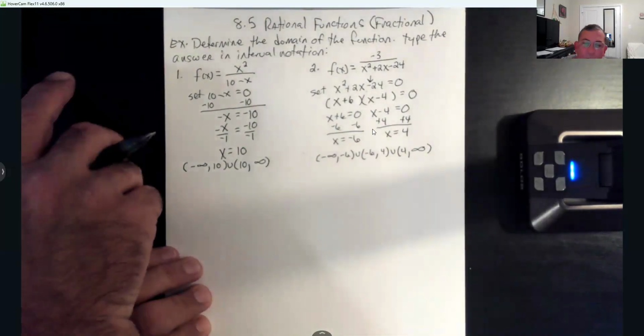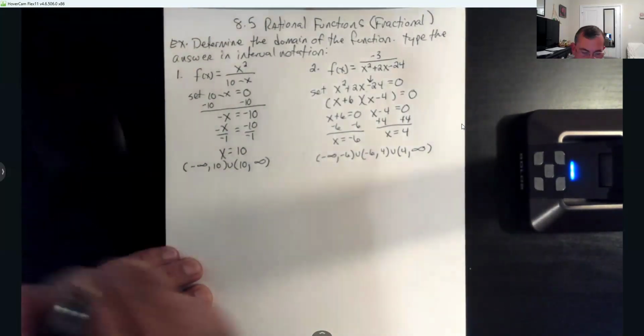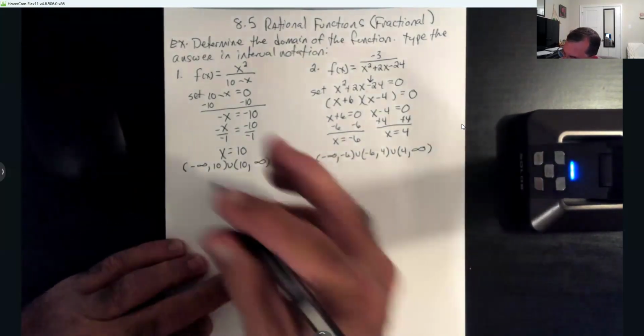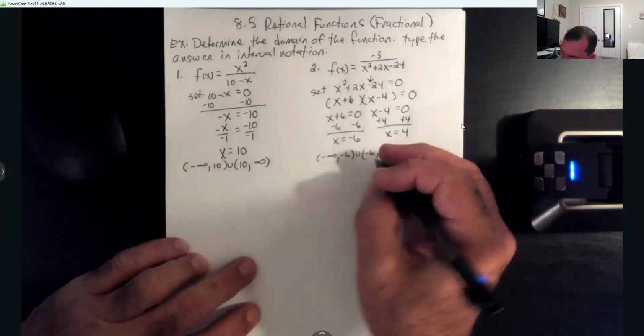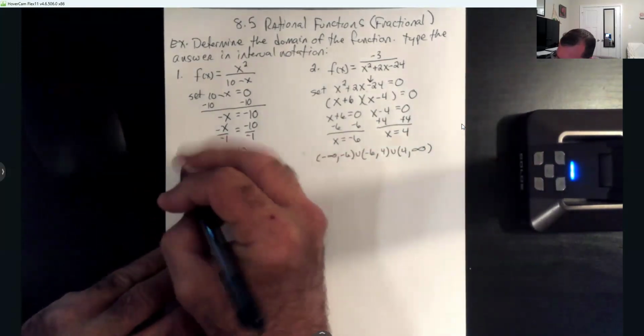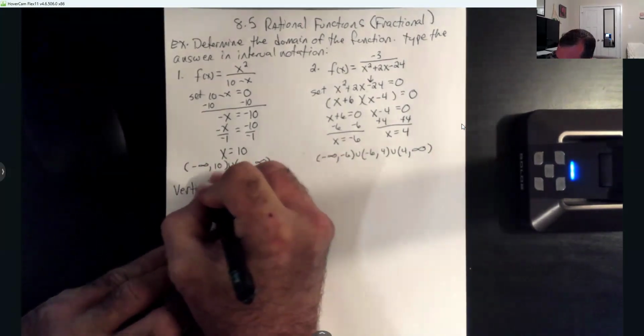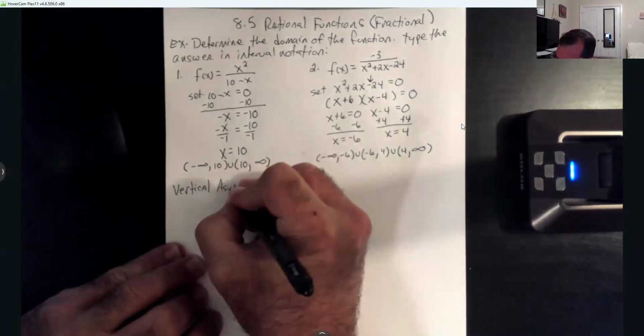All right, so next we're going to look at a few definitions here. The first definition will be what we call a vertical asymptote.